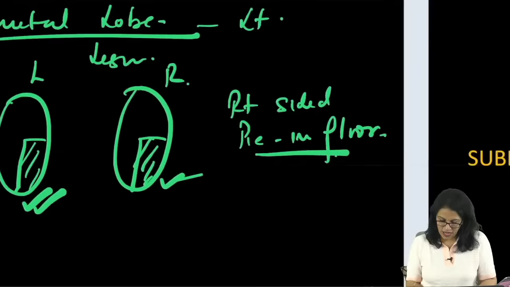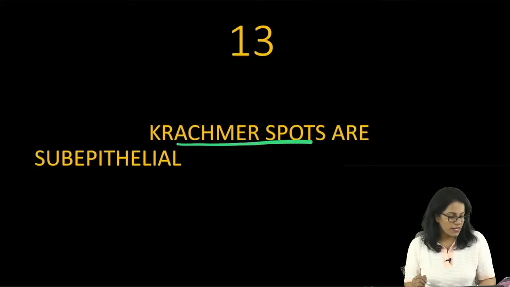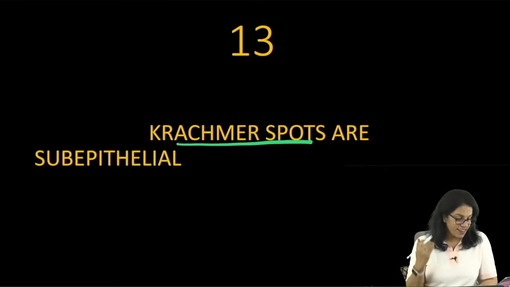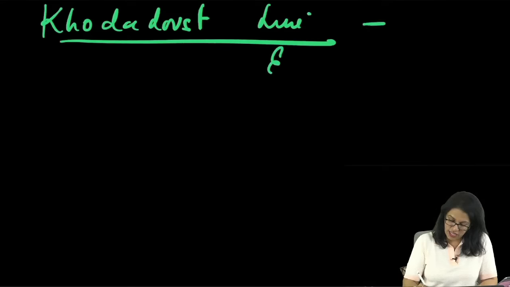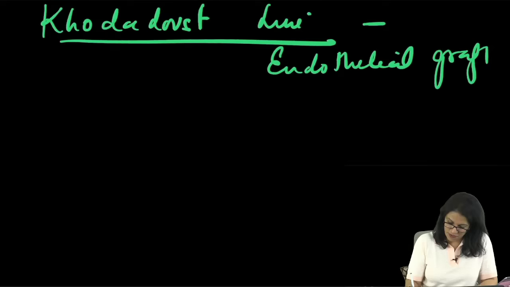Okay, we come to the next point. Krachmer spots are subepithelial. Where did you study Krachmer spots? These are signs of graft rejection in patients of keratoplasty. So, these are signs of graft rejection. So, it is subepithelial. What are the other signs of graft rejection that you know? One is the Khodadoust line. What is the Khodadoust line? This is endothelial graft rejection. This was your exam question, all of you. Okay, endothelial graft rejection, Khodadoust.